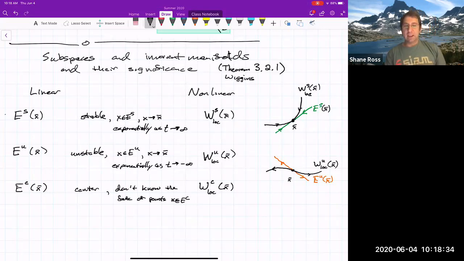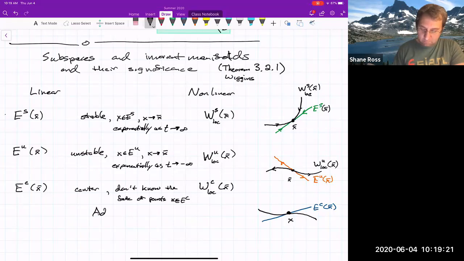And then here's the real kicker. The behavior of points in the center subspace might be different than the fate of points in the center manifold. So you can't determine the behavior of the nonlinear system, the nonlinear center manifold, from the behavior of points in the center subspace. I may as well still sketch something though. Here's the center subspace of our fixed point. There's our happy little fixed point. I won't put any arrows on it because we just don't know. You have to do additional analysis. And what is that additional analysis? It's considering nonlinear terms.